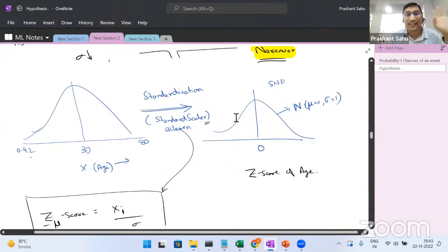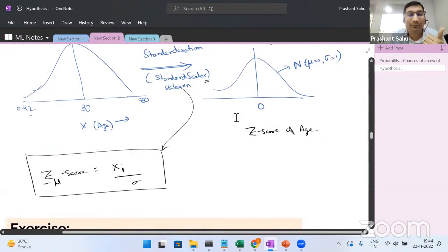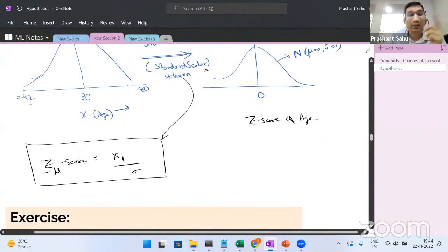So anyone remembers the StandardScaler function in scikit-learn? Any of you? StandardScaler? Right. So what does that StandardScaler function do? It standardizes any variable. So that will subtract the mean. So that will convert into the Z score, right?